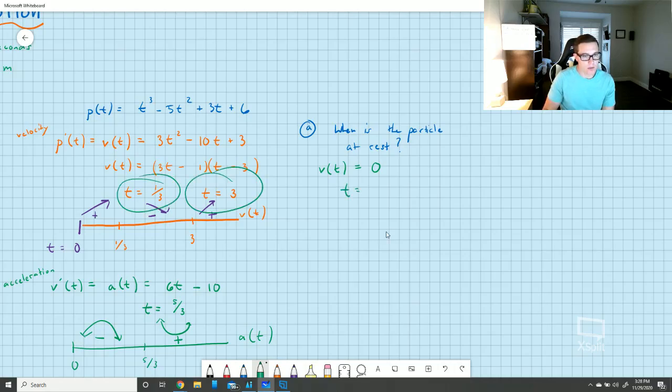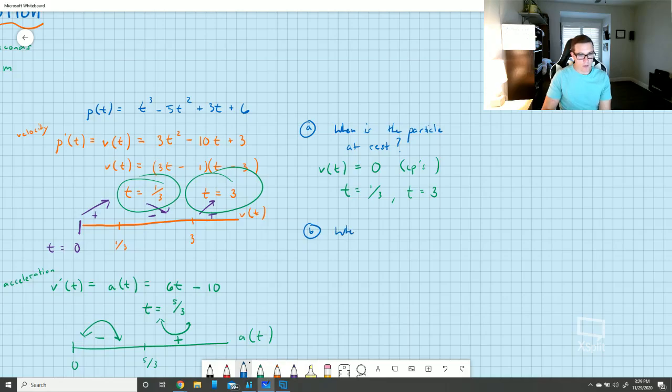So at t equals 1/3, this particle stopped for a second. And at t equals 3, this particle stopped for a second. It's the critical points. So the critical points are where your particle stops. If I have a position function where the derivative is 0, that means the particle is not moving. It stopped for an instant. It actually changed directions. So let's get to the next important question.